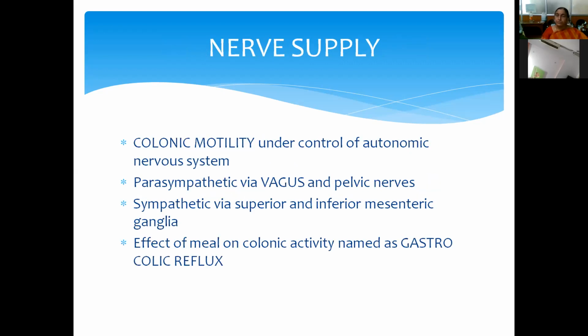Coming to the nerve supply, colonic activity is mainly under the control of the autonomic nervous system, both parasympathetic and sympathetic. The parasympathetic supply is via the vagus and pelvic nerves. The sympathetic fibers go via the superior and inferior mesenteric ganglia and then supply the muscle along the arteries. And there is one more thing regarding the nerve supply, the gastrocolic reflex. The effect of a meal on colonic activity is named the gastrocolic reflex.